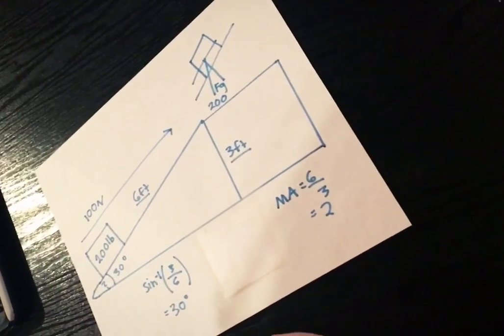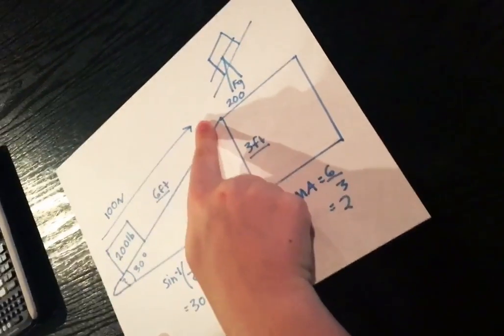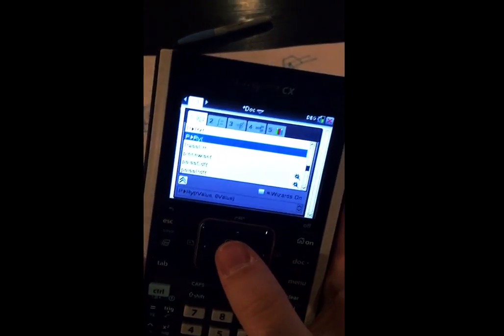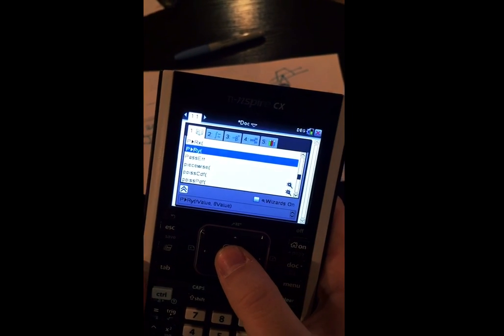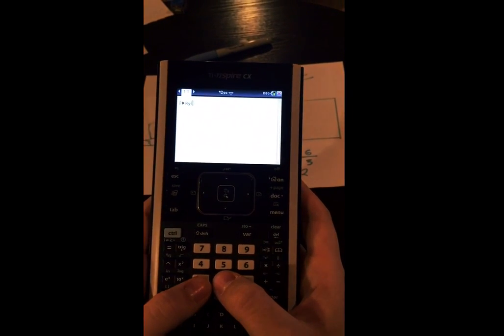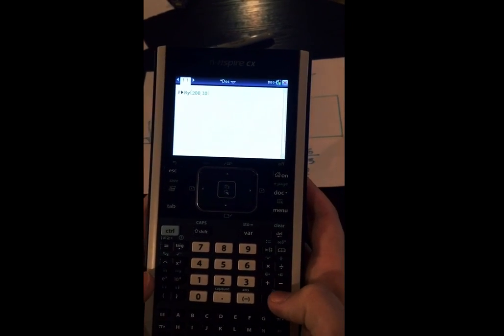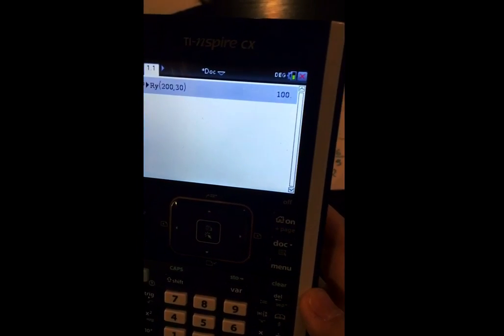Next, we need to find the force needed to push the box up the inclined plane. To do this, you push the little book icon on your calculator and select the polar to rectangular for the y coordinate. Next, we plug in 200 for the weight of the box, comma 30 for the degree of the angle. This is how we got 100 newtons.